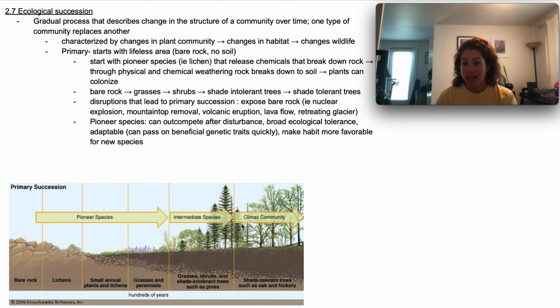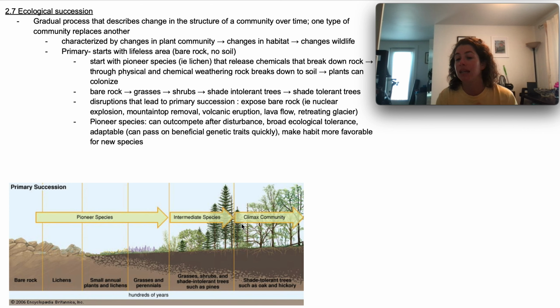So how do these habitats change? Any gradual process that describes the change in the structure of a community over time is called ecological succession, where one type of community is replaced by another over time, and the structure of the community changes. We first change the plant community, and that changes the habitat, which changes the wildlife community. So that whole change in community and ecosystem is called ecological succession.